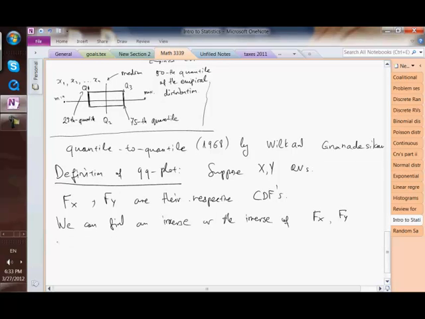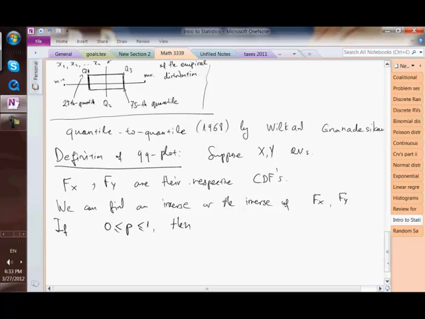So the parametric curve, if p is between 0 and 1, inclusive actually, then the curve with the following points is the QQ plot of the distributions of x and y.